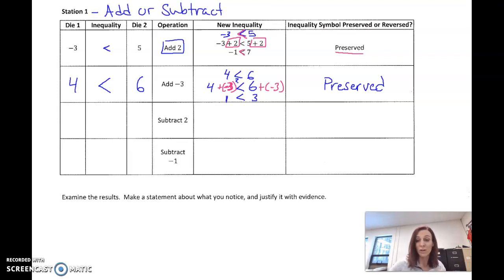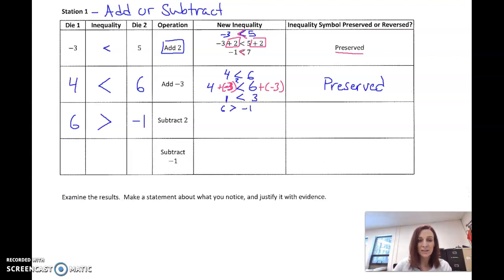Okay, so another example. Rolling my dice here, and I'm going to get a 6 and a negative 1. I have special dice that have negatives on it too. All right, so if you think of 6 and negative 1, 6 is further to the right on the number line than negative 1. So we say that 6 is greater than negative 1. So I would start with 6 is greater than negative 1.